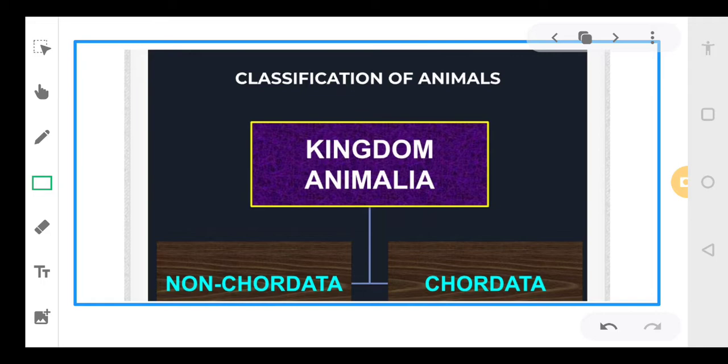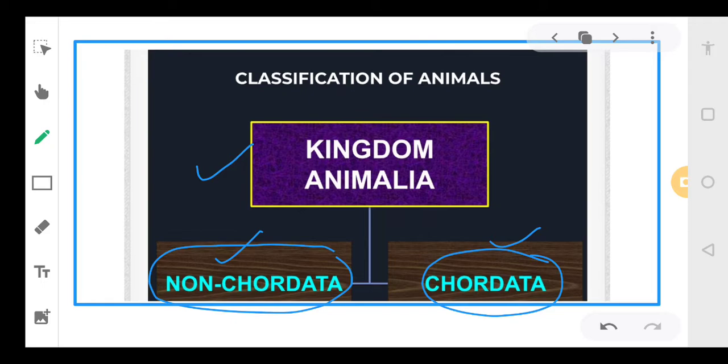And in the previous module, we have talked about the various ways, the structures, the characteristics on the basis of which the animals have been classified into various groups. So we are talking about the kingdom Animalia. Now, dear students, kingdom Animalia has been divided into two categories, non-chordata and chordata.